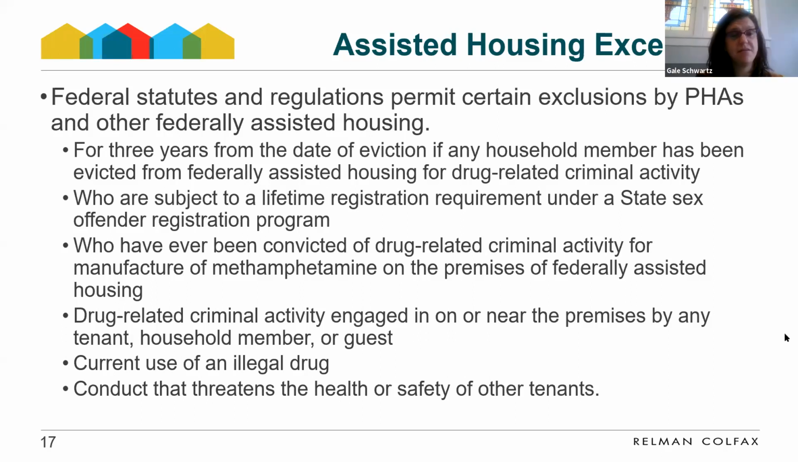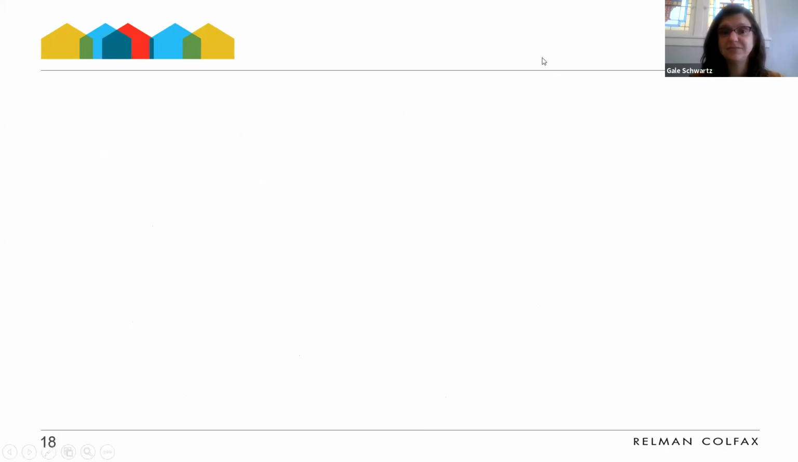All right, our next question is, is it okay for housing authorities to initially reject due to background and make the individual appeal to prove they should be accepted? Laura, you're muted.